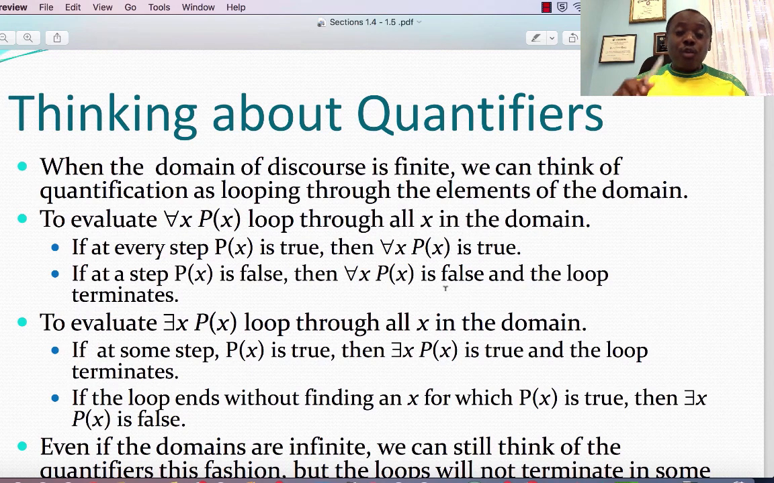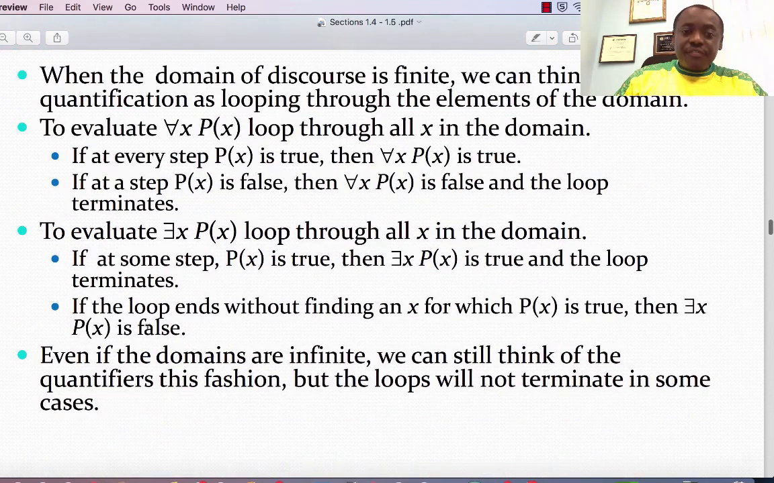Now, you do not conclude that there exists x, p of x is false without going through every single element in the domain and concluding that it doesn't work. If the loop ends without finding an x for which p of x is true, then and only then can we conclude that there exists x, p of x is false. Even if the domains are infinite, we can still think of the quantifiers in this fashion, but the loops will not terminate in some cases.